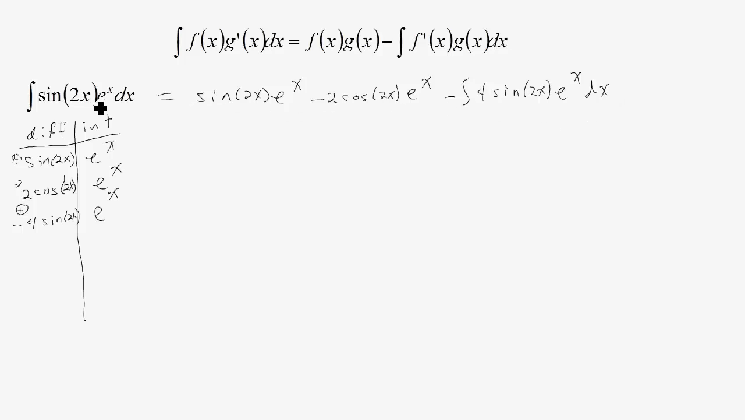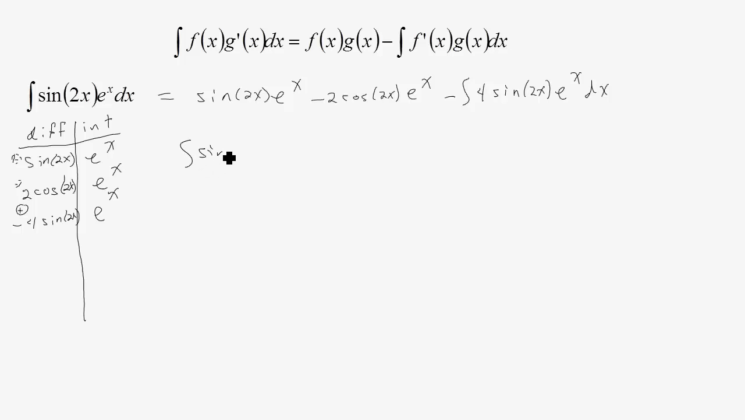Okay, so we started with the integral of sine 2x e to the x. We got some product stuff, and then we have basically, up to a constant, that same integral coming back to us. Well, here's what we can do. Since this integral is present on both sides, why don't I just add this one to this side? If you pull out that 4, you've got 4 times the integral you want to find. So let me just put it over on the other side.